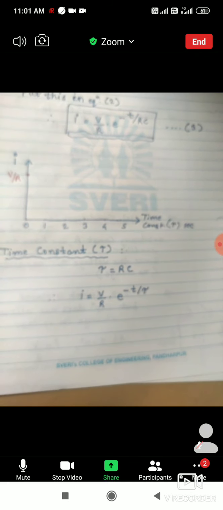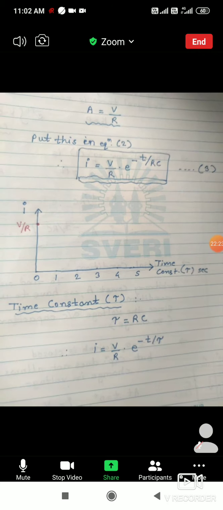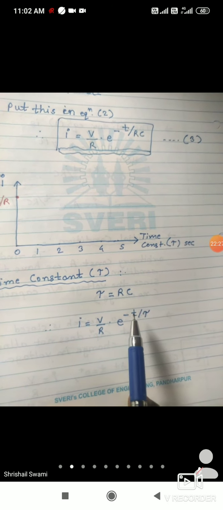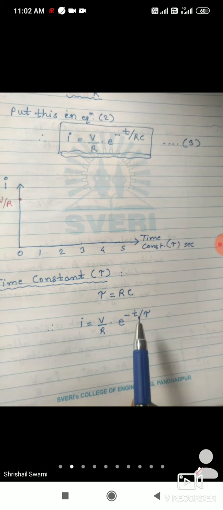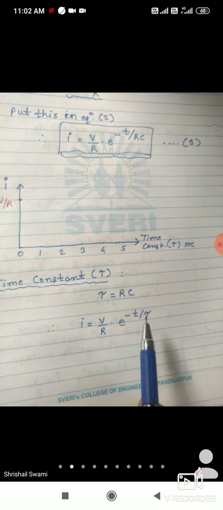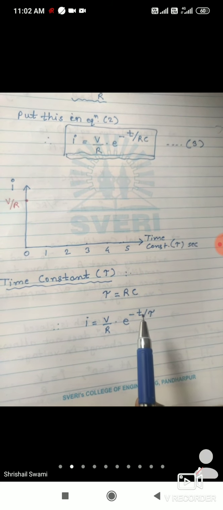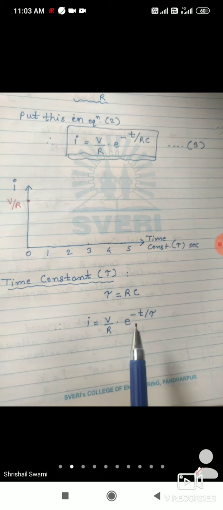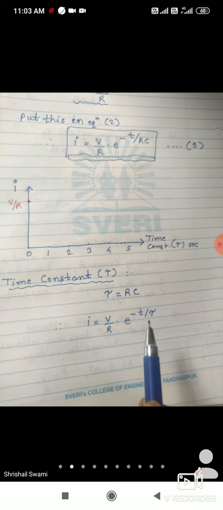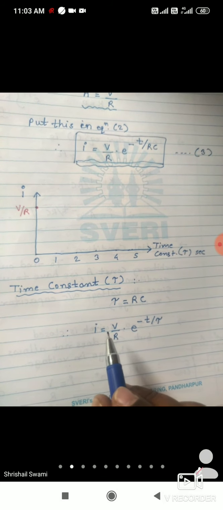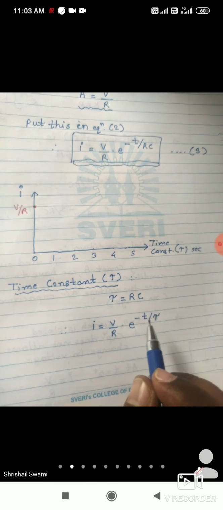When t is equal to infinite, that becomes e raised to minus infinite, which is 0. So I is equal to V upon R into e raised to minus t by tau.